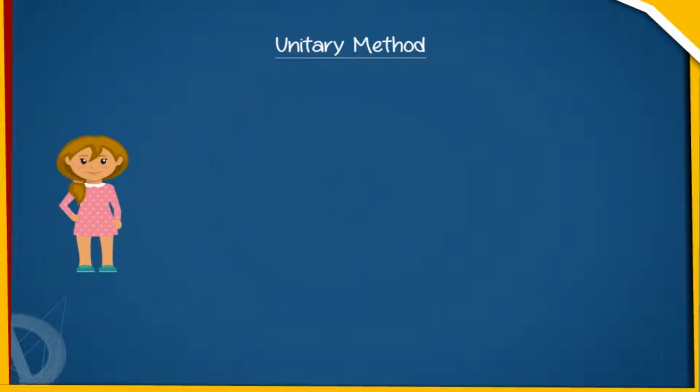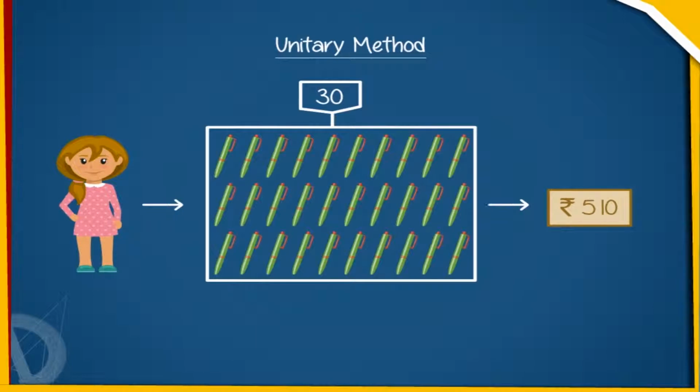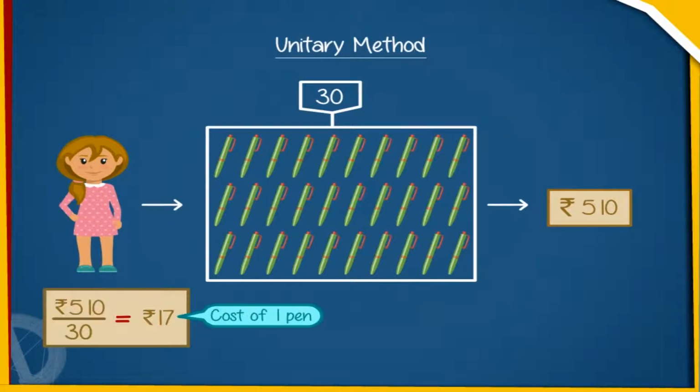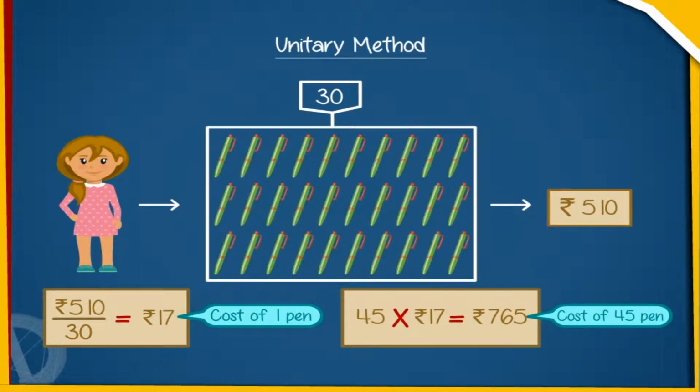Let us take an example. Shivani goes to the market and buys 30 pens for rupees 510. Now, she wants to find the cost for 45 pens. For this, she first calculates the cost of one pen, dividing 510 by 30. She gets 17. This gives her the cost of a pen. So the cost of 45 pens is equal to 45 into 17 rupees, equal to 765 rupees.